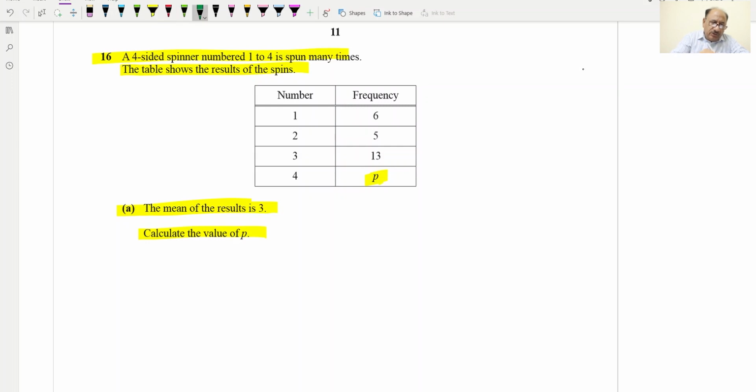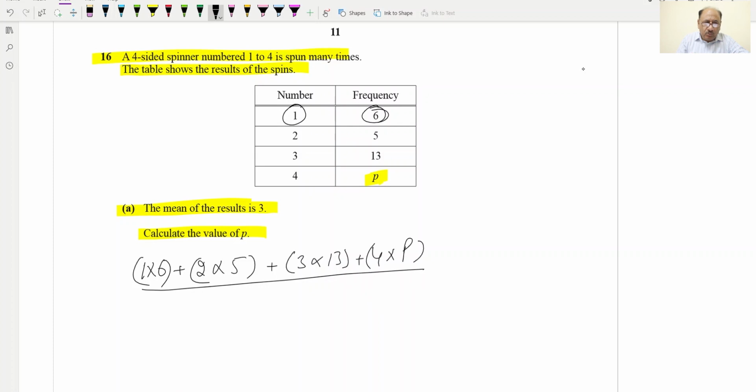So for calculation of mean, we will multiply number by the frequency. So it will be 1 into 6 plus 2 into 5, we can put brackets, and plus 3 into 13 plus 4 into P, and this will be divided by the sum of frequencies. For the sum of frequencies we will add all these, so it will be 6 plus 5 plus 13 plus P, and this is equal to 3, which is given in the question. So we'll write here 3.